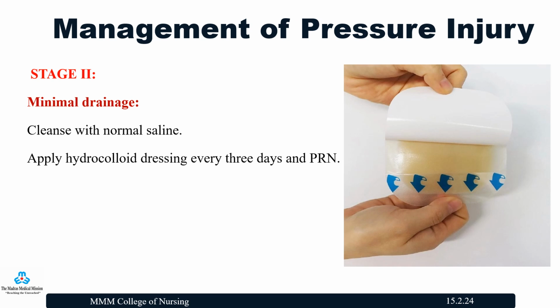And in stage 2 pressure injury, if there is minimal drainage from the wound, how to manage the wound? Here, we need to cleanse with normal saline and then apply a hydrocolloid dressing every 3 days and whenever necessary. If the drainage is obvious, then we need to change the dressing whenever needed.